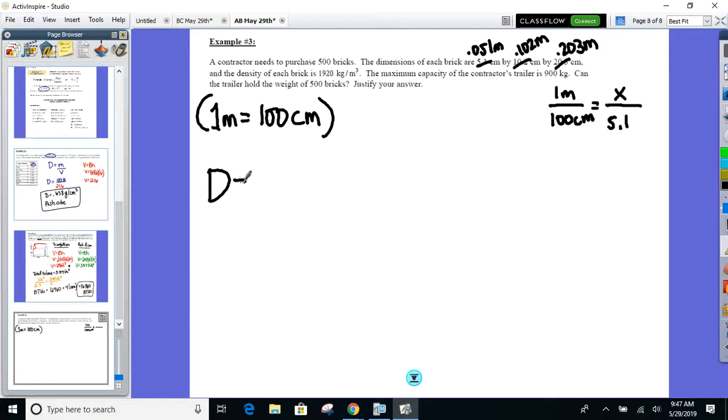Love it. Density equals mass divided by volume. What are you going to plug in for D now? 1920. The mass is what we're trying to find because I want to find the mass of one of the bricks to see if this trailer can hold 500 of them. And then what about the volume of a brick? Haven't done it yet. Let's calculate the volume of the brick.